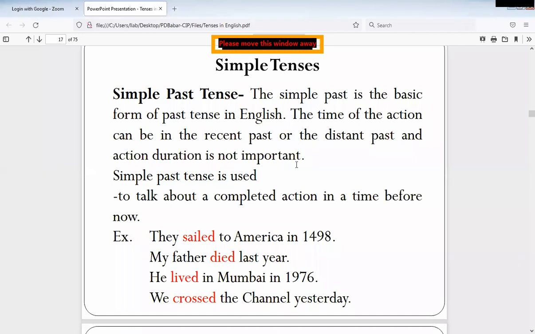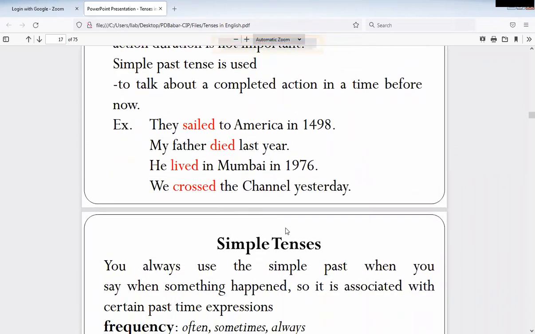Also, simple past tense is used to talk about a completed action in a time before now. Yes, I have discussed it before. Okay, so to talk about a completed action in a time before now. Also, we have seen some of the examples: they sailed to America in 1498. Okay, this is the distant past because that action has taken place in the 15th century, or before 5 centuries ago, that action has taken place.